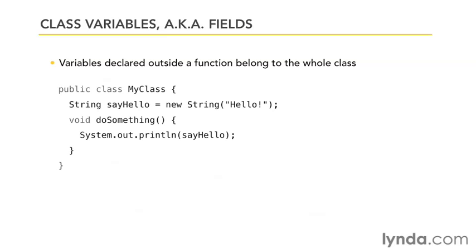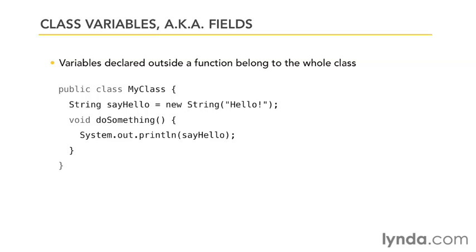Here's an example. I'm declaring a class called myClass. Notice that this time I don't have a main method, so this is not a class that's starting up the whole application. Within the class, I'm declaring a variable and giving it a data type of String, a name of sayHello, and once again an initial value. The function doSomething can reference that variable because the function and the variable are both members of the class. As long as the method and the variable are both part of the same class, the method can reference the variable and use its value.